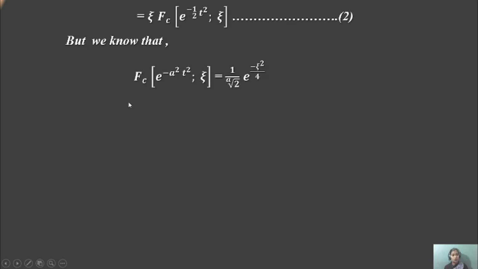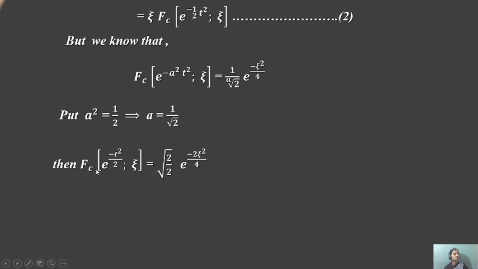But we know that the cosine transform of e to the power minus a square t square equals 1 upon a square root of 2 e to the power minus xi square by 4. This is the first example we are considering. Then put a square equals 1 by 2 and a equals 1 upon square root 2. Putting in these values, the cosine transform of e to the power minus t square by 2 equals e to the power minus xi square by 2.